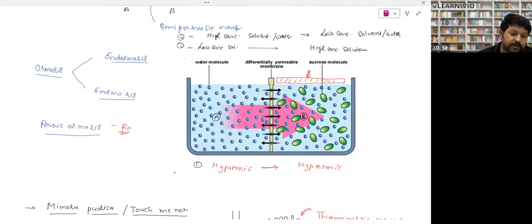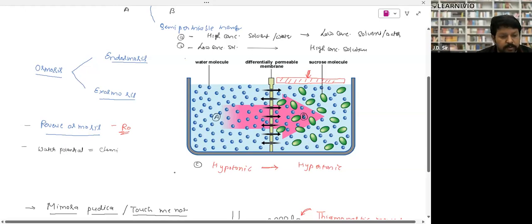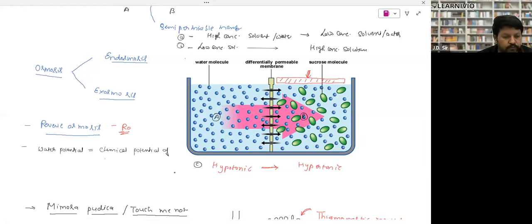So what I said, what is water potential? Water potential is equal to the chemical potential of water, right? Is that clear?